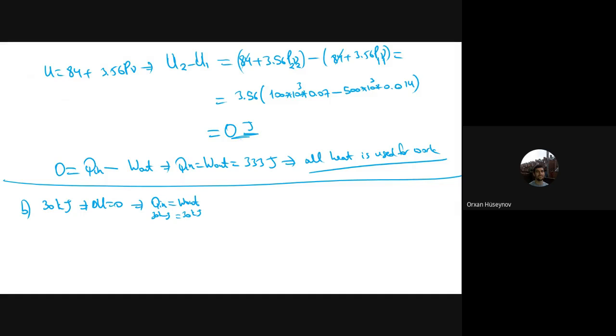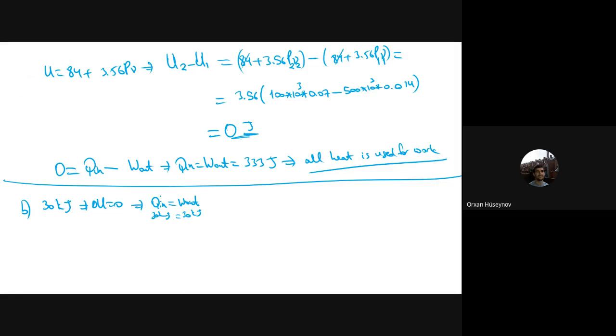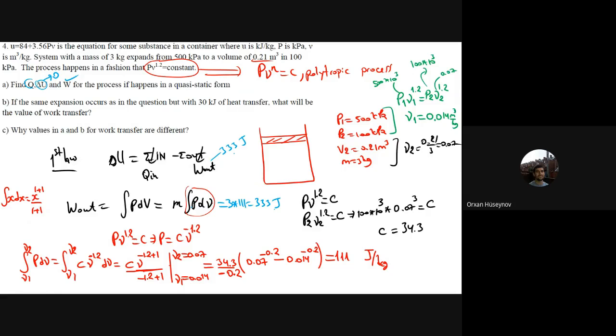Therefore, no need to care about the B part. That is the same. Are the values between work in A and B different? So for the A part, you will have that heat transfer of 30 kilojoules. It is only due to the amount of the heat transfer. Here you will have 330 joules of heat, and that is used for work. And here you have 30 kilojoules of heat that is used for the work.